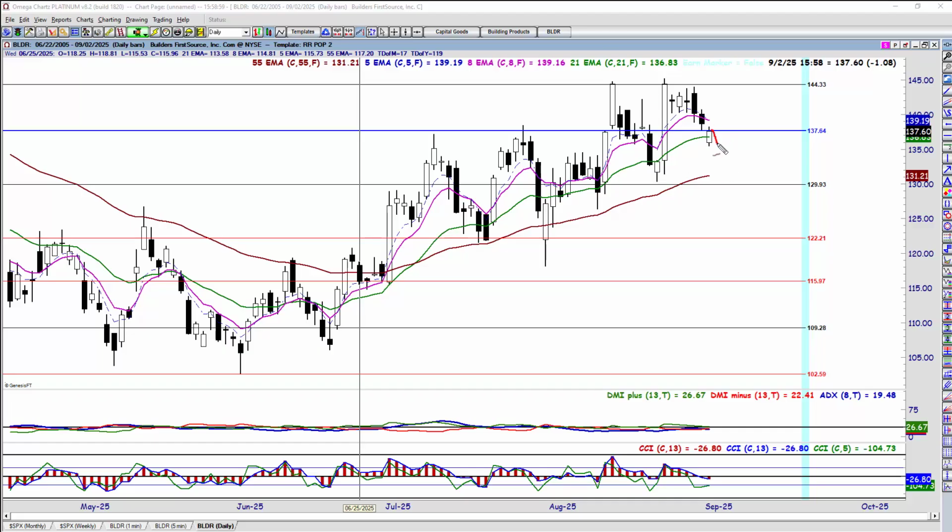So small move down, retest, fail, take the trade off of the fail. Stop is just above 137.64. If support is at 130, my target is going to be at 131.